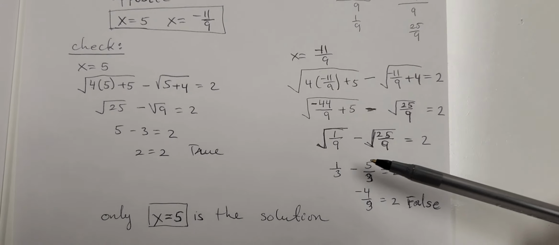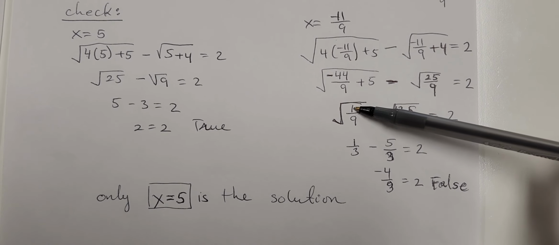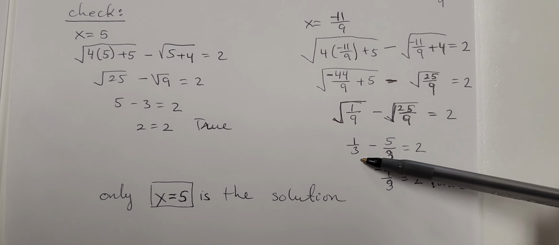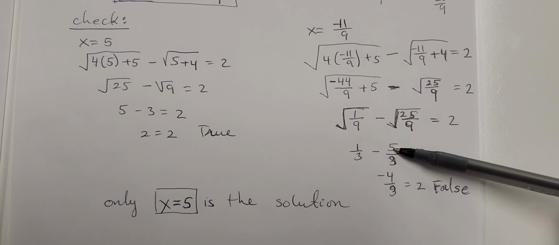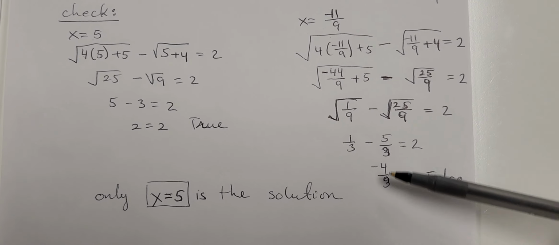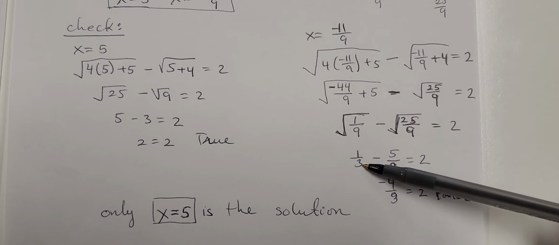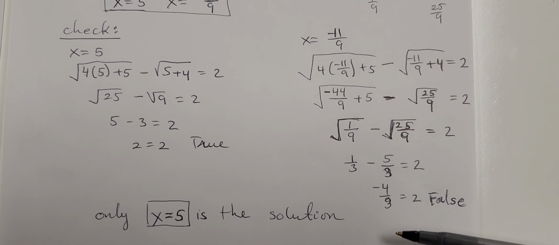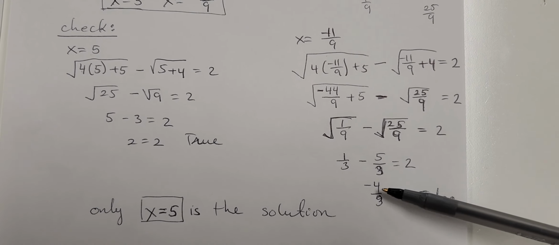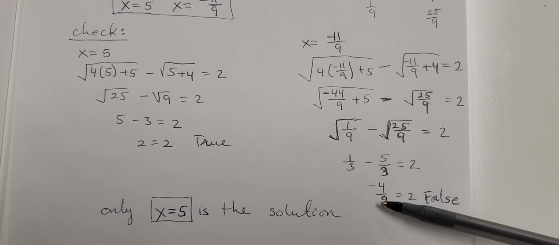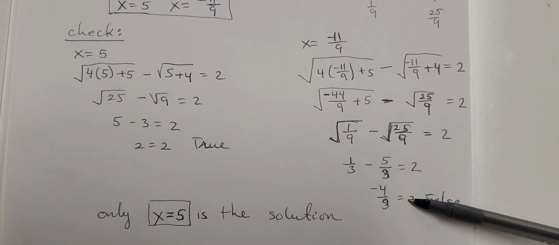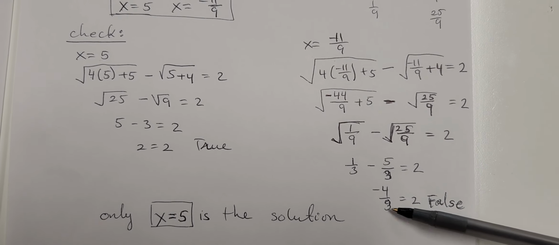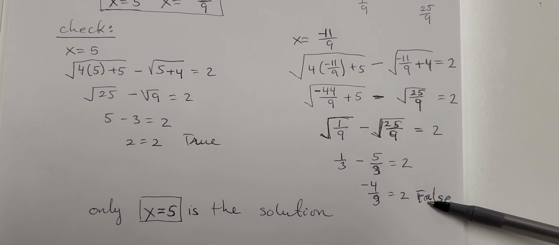Next, we want to take the square roots. The square root of 1 is 1, the square root of 9 is 3, the square root of 25 is 5, and the square root of 9 is also 3. Let's subtract. Since the denominators are already the same, subtract the tops. So 1 subtract 5 gives me negative 4. Negative 4 over 3 is not 2. Negative 4 over 3 cannot equal 2, so this is false.